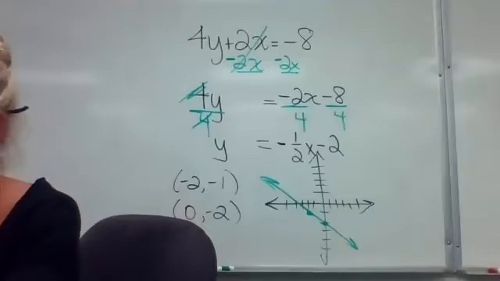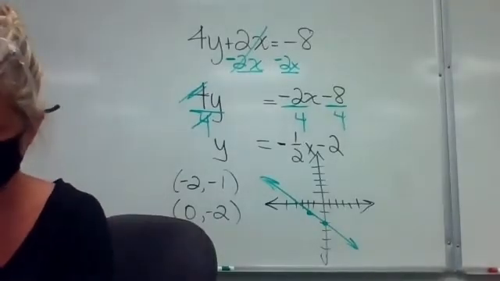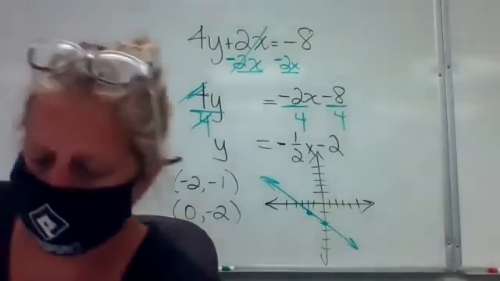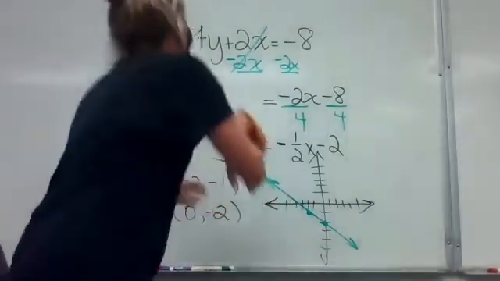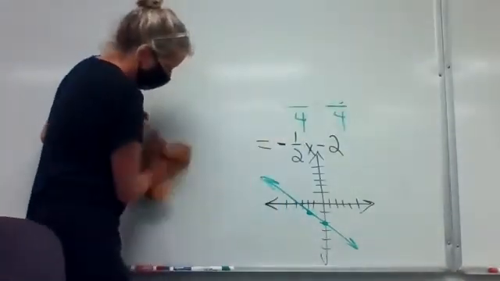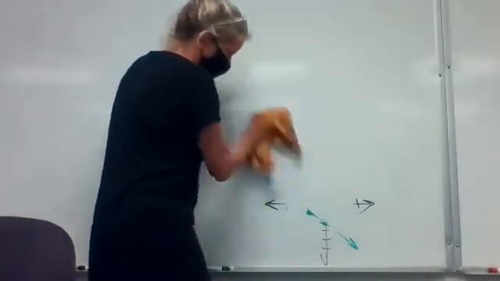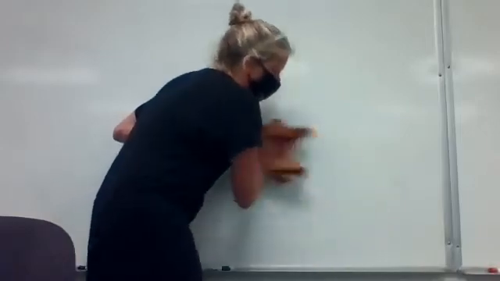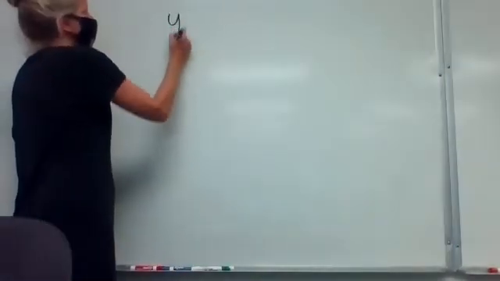All right, number 3. Y equals negative 2x squared. So anytime my equation starts off with that y equals, I like that, right? That means I don't have to do that pre-work to get the y by itself if it's already by itself. So this one says y equals negative 2x squared.